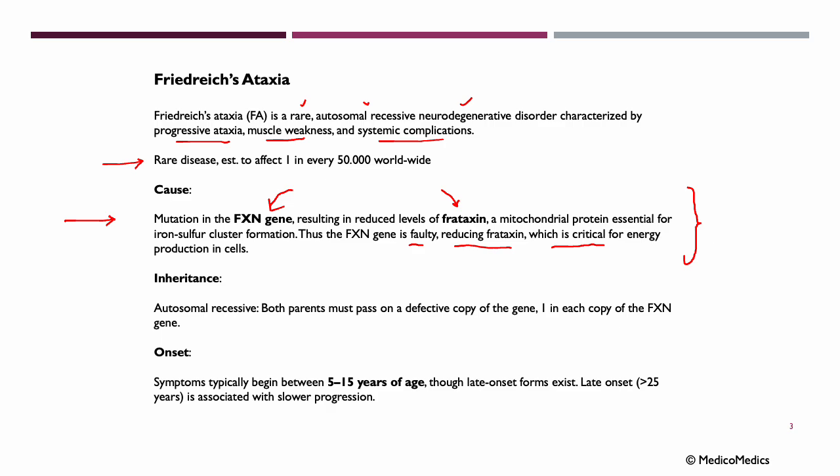Now, inheritance. Friedreich's ataxia is inherited through autosomal recessive inheritance, which means both parents must pass on a defective copy of the gene. The onset of symptoms typically begins between 5 to 15 years of age, though late onset forms do exist. However, late onset, above the age of 25, is associated with slower progression.